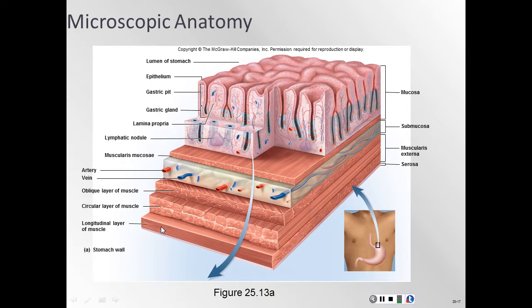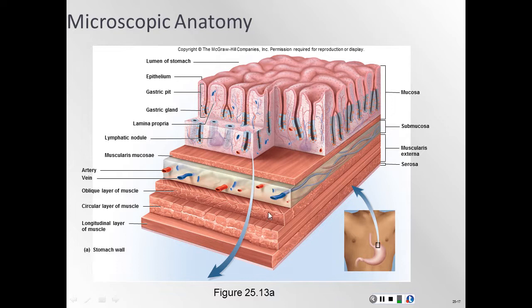Oops, I was going the wrong way. Here's your outer longitudinal layer. Here's our middle circular layer, and here is our internal oblique layer. And this makes up our muscularis externa. Alright, and then we have our serosa layer that covers the entire stomach.